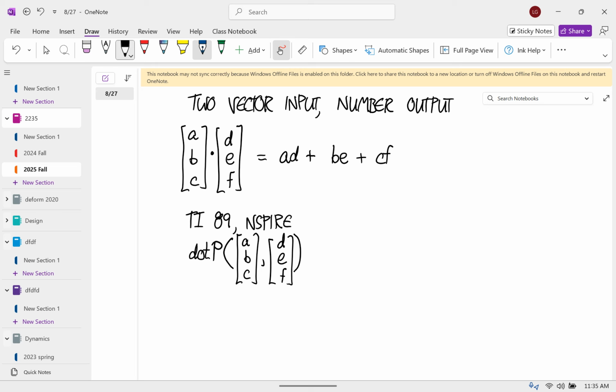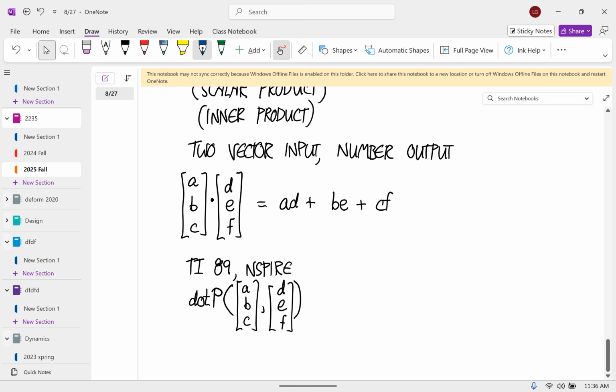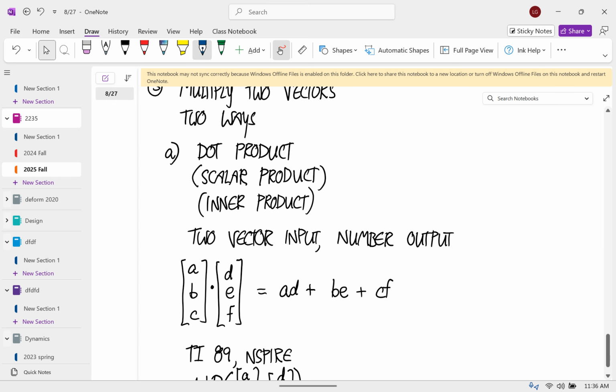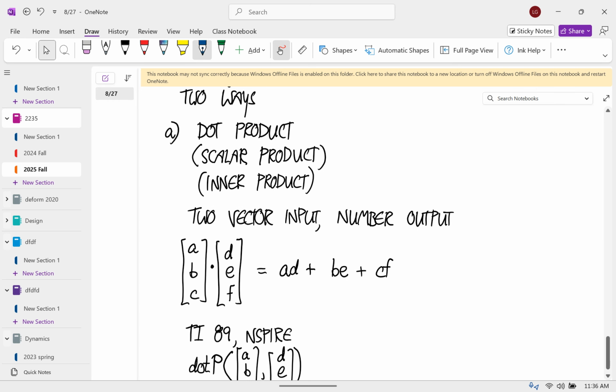If you have an 83, 84, an 86, or a different company's calculator, you're going to have to program something to do the dot product. And it's a one-line program. It's easy to write. So talk to me and I'll help you get that into your calculator. We won't use dot product a ton, but with the cross product, you absolutely don't want to be doing the cross product by hand in this class. It's just going to add a lot of unnecessary time. So that is the first way to multiply two vectors.